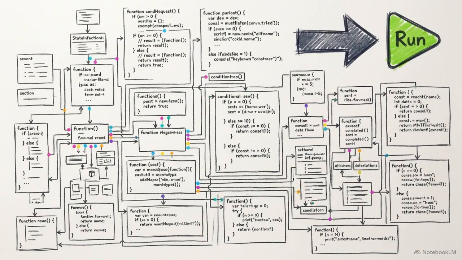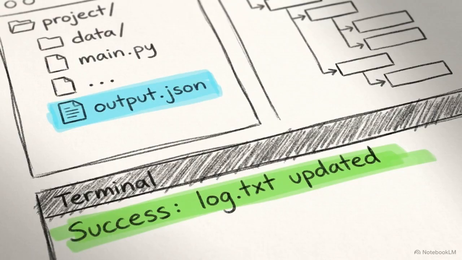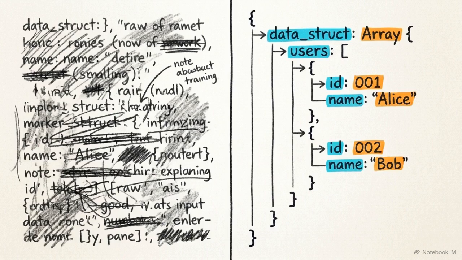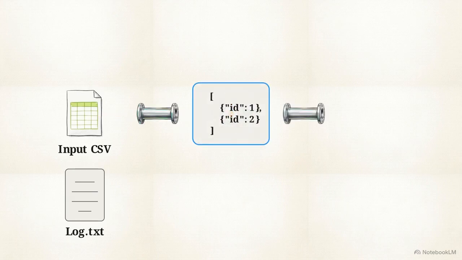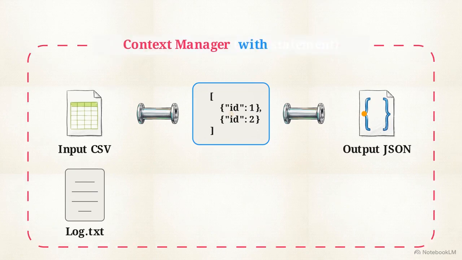Let's run the completed script from top to bottom. The terminal prints our success log, and the project directory now contains a perfectly formatted JSON file holding all of our original tabular data. We opened files using read and write modes, parsed a CSV into memory, and exported it as JSON. We secured the entire process using context managers to prevent memory leaks.